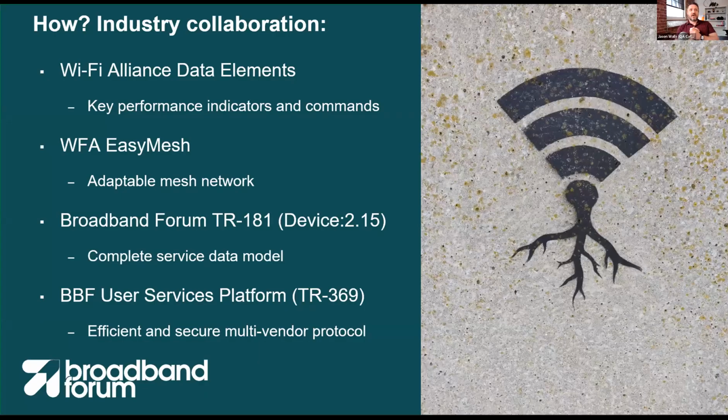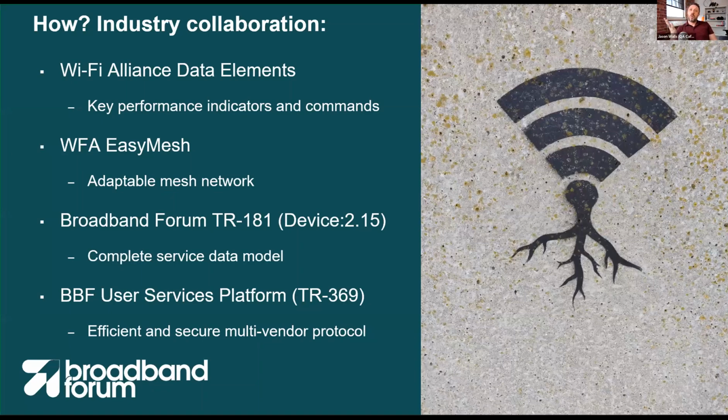And how is that happening? Basically through some industry collaboration that's been going on for a while now, including the Wi-Fi Alliance's Data Elements standard that provides a number of KPIs and commands for managing Wi-Fi for use with its EasyMesh network standard. And that all has been incorporated into the Broadband Forum's TR-181 device data model for USP. In addition to all of the Wi-Fi stuff that is now available in there, there's everything else that TR-181 provides to develop these value-added services. You get all of that just by implementing this.